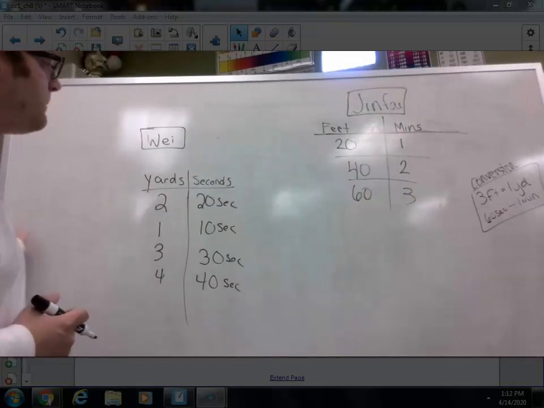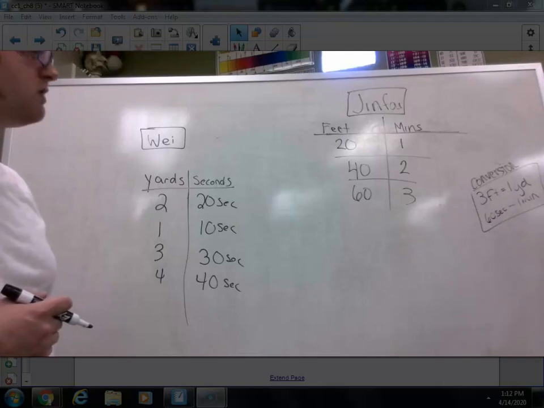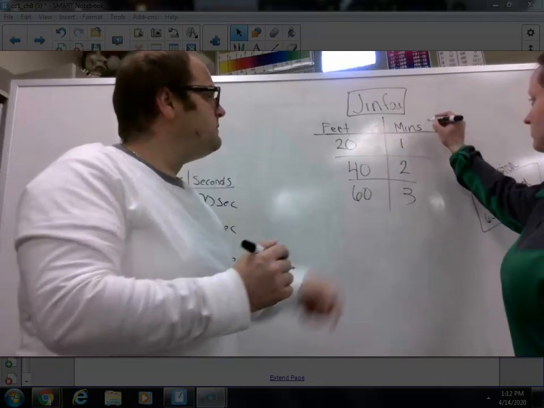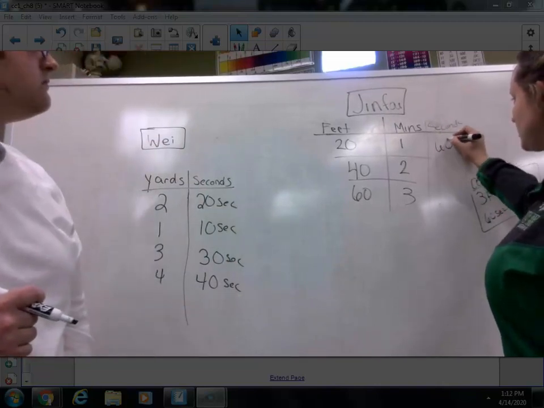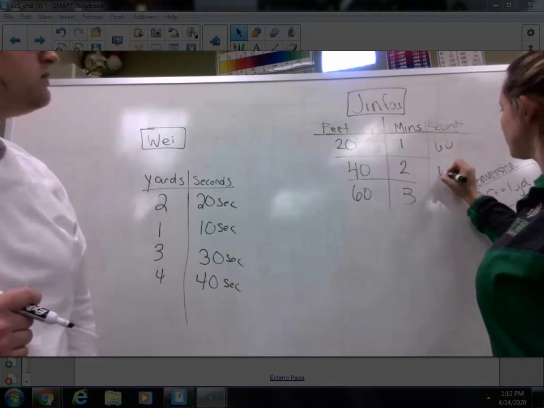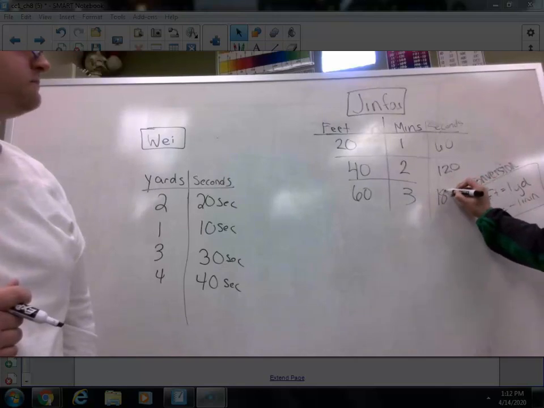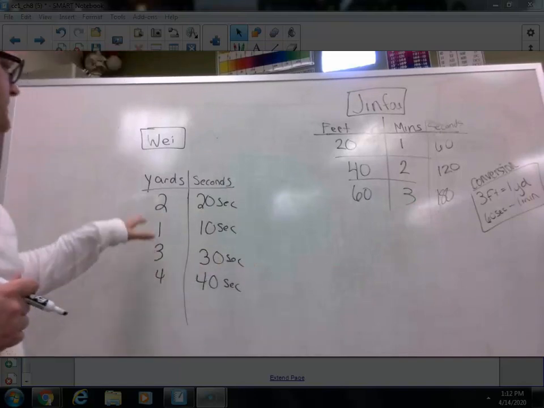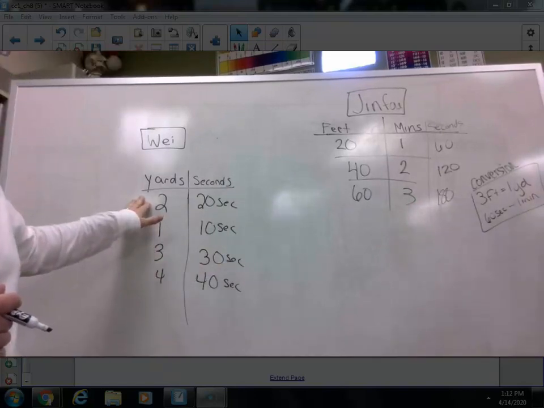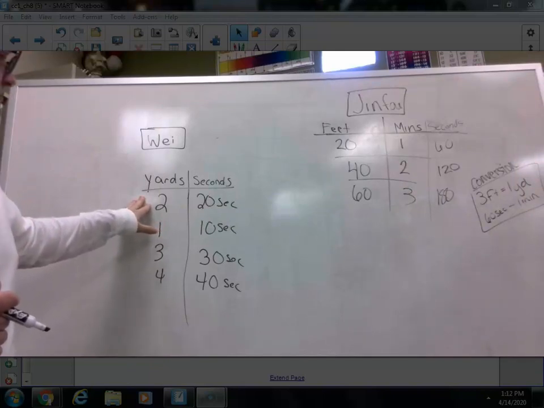For me, I'm going to say that it's probably easier to change minutes into seconds. So if we change minutes into seconds, 1 minute would be how many seconds? 60. 2 minutes would be 120. And 3 minutes would be 180. So we still have feet per second, okay? But I have yards per second. Well, we know that every yard is 3 feet.